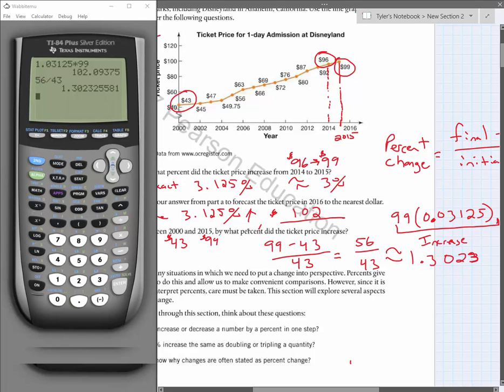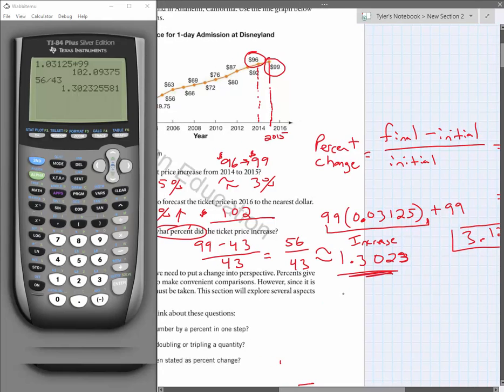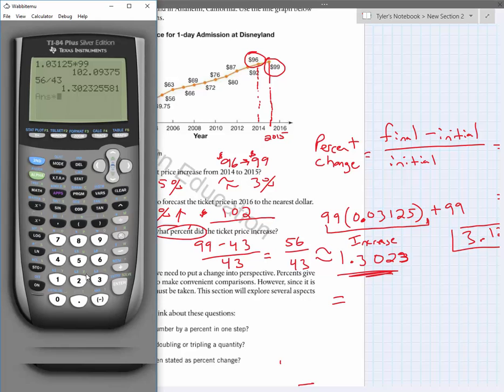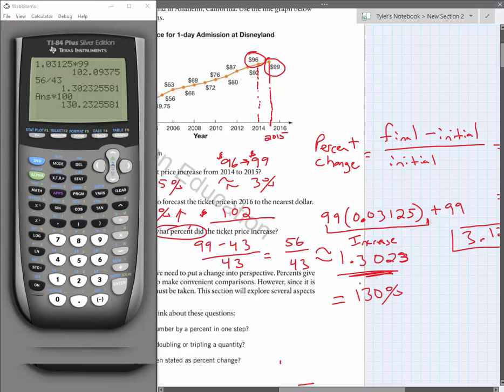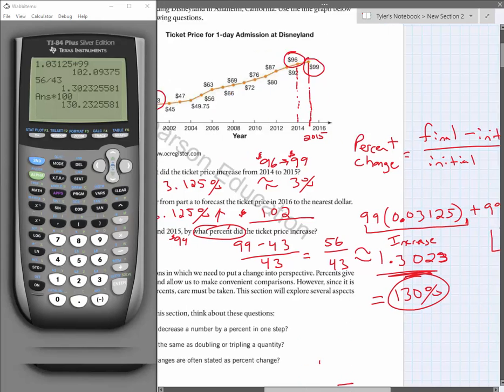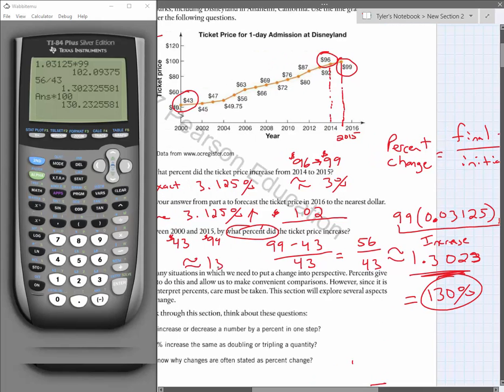right? And we were asked by what % did the ticket price increase, right? And don't forget, this part's in decimal form. So if I want to put this in % form, I just multiply by 100, and we get roughly 130%, right? So we could say roughly 130% is how much the ticket price increased, right? So from 2000, which is the beginning of our data, till the end, 99, we experienced roughly 130% increase, right?